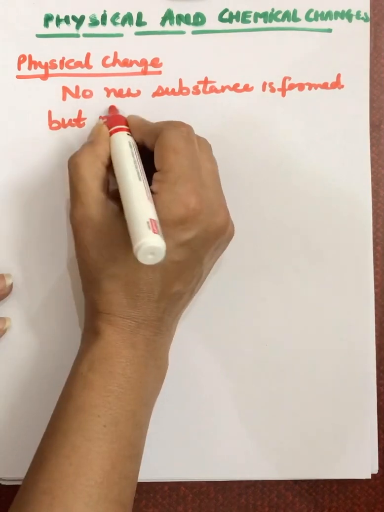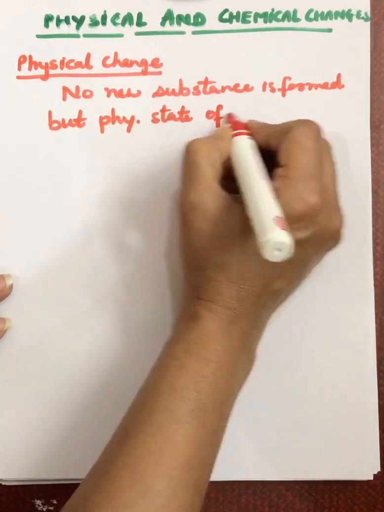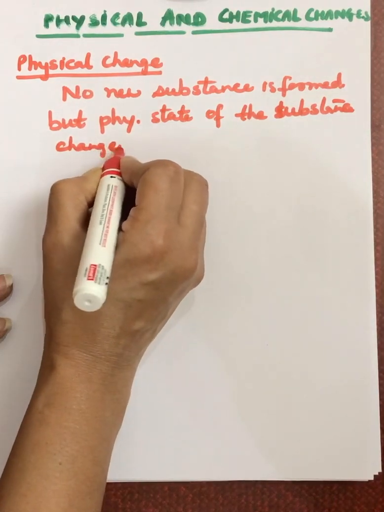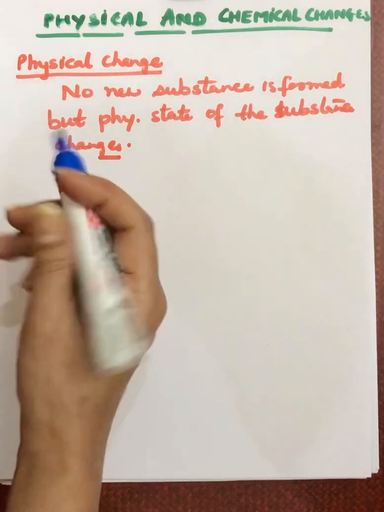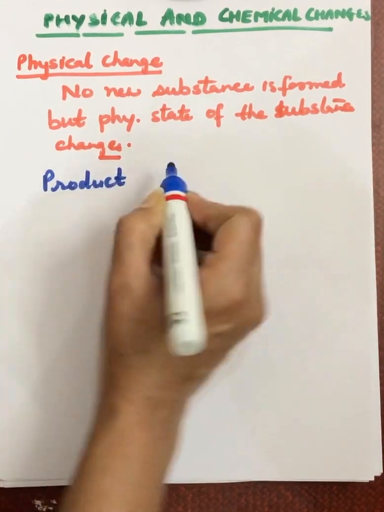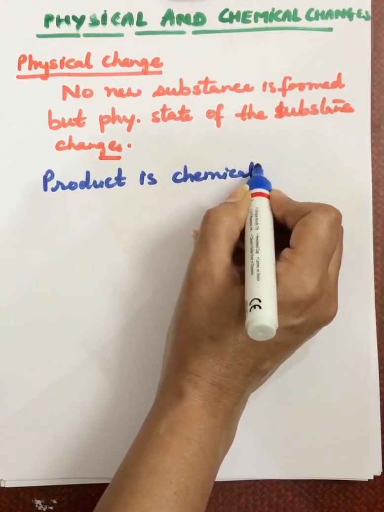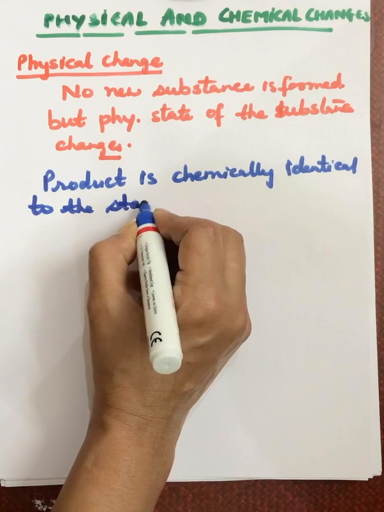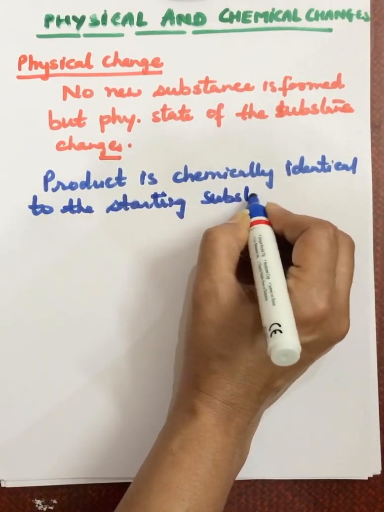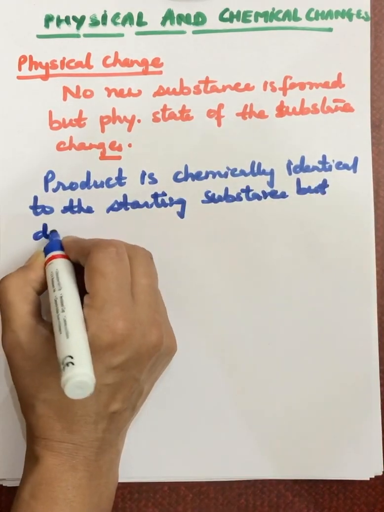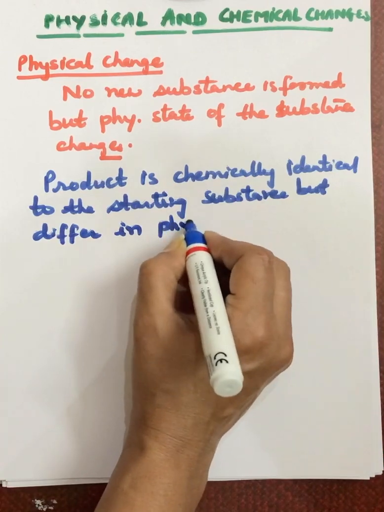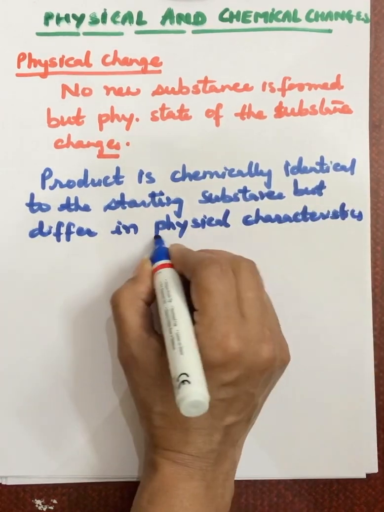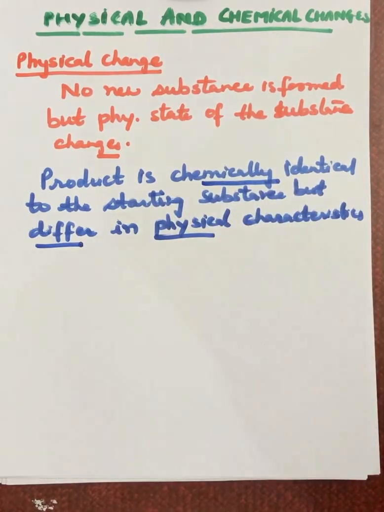But the physical state of the substance changes, and the product that is forming is chemically identical to the starting substance, but it differs in physical characteristics. Physical characteristics means it's solid, liquid, or in a gaseous state. Physical characteristics are different, but chemically this compound will be the same only.